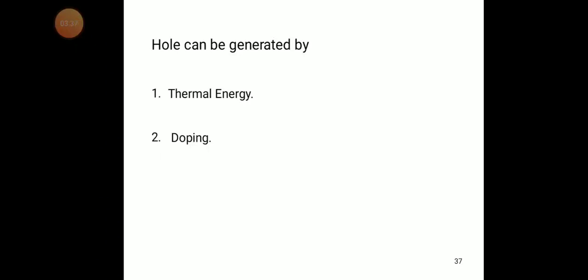A hole can be generated in two ways: thermal energy and doping. Thermal energy means we apply thermal energy to the material so that the covalent bonds may be broken. From the broken covalent bonds, holes and electrons are generated. The next one is doping. Doping is nothing but adding impurities to the pure form of the material. If you add impurities, a smaller number of holes or a larger number of electrons may be generated, or a larger number of holes may be generated. Like this, holes and electrons are generated.